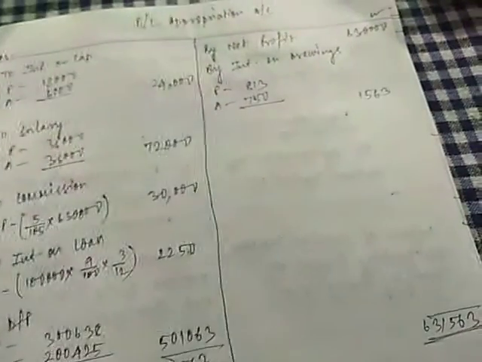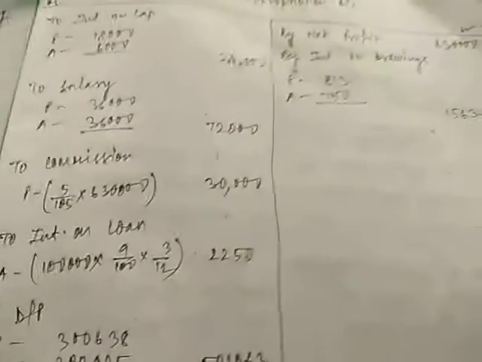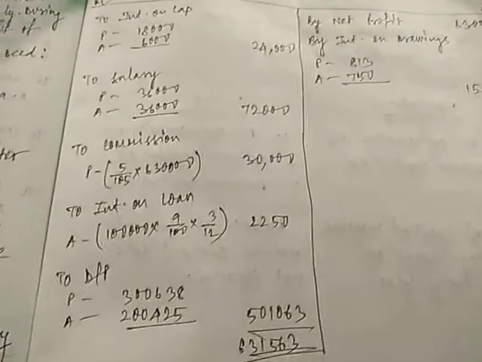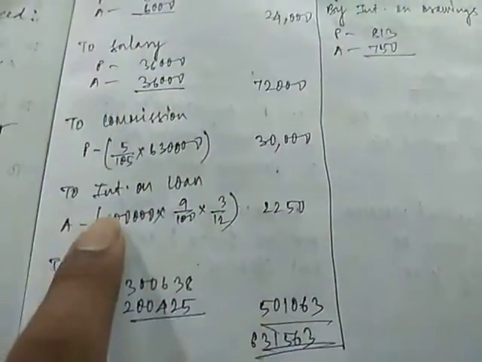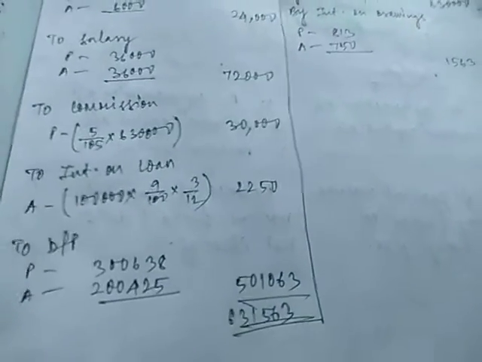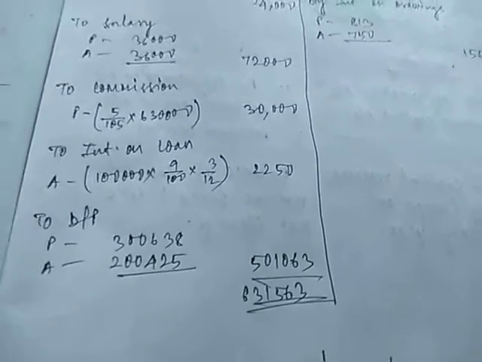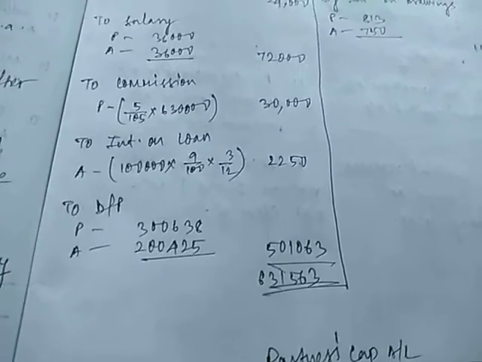Now I have already provided the solution of this question in the group. Here I just want to discuss it once. On the point of interest on loan, interest on loan was provided by A to the firm. Please note, loan was provided by A to the firm, not from the firm to A. So A has provided the loan to the firm, so A will be getting interest on that loan.